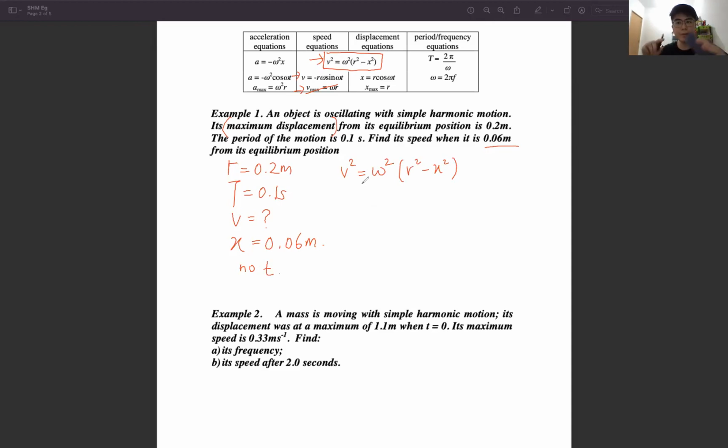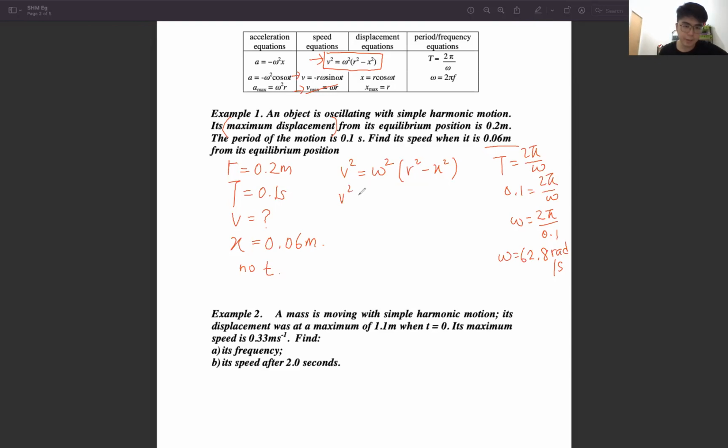Now first again, we want to find what? We want to find the omega. So from where? From the period, T equals 2 pi over omega. 0.1 equals 2 pi over omega, so omega is 2 pi over 0.1, which is 62.8 radian per second, angular velocity, right? Now we put it in here.